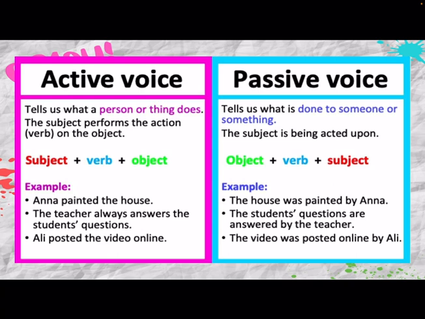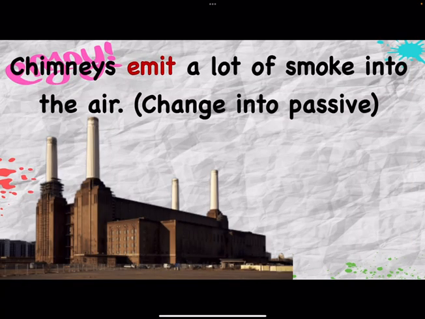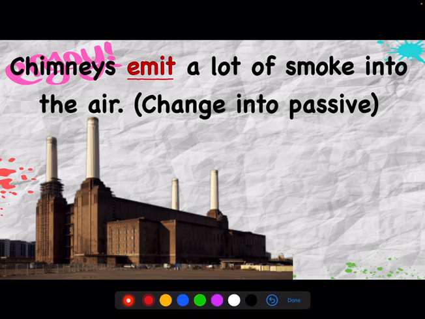Okay? So let's take some examples here. Here in the sentence, you have: chimneys emit a lot of smoke into the air. So this is my sentence. If I want to change a sentence into a passive, I have to follow some steps. The first one, I have to look at the verb in the sentence and decide in which tense this sentence is. For example, in this sentence, I have the verb emit. Okay? And as you can see here, I have the verb in the present tense.